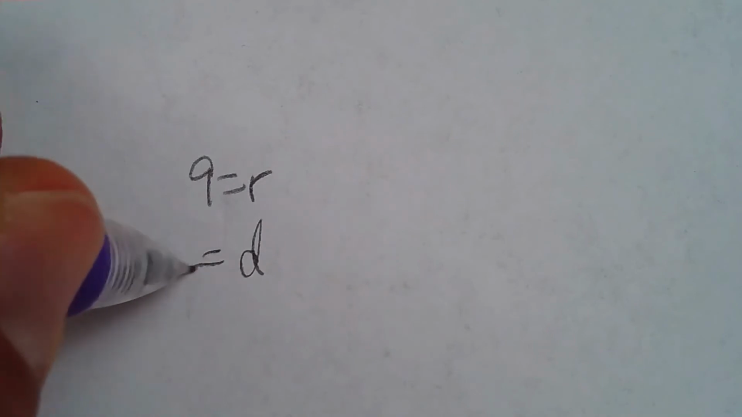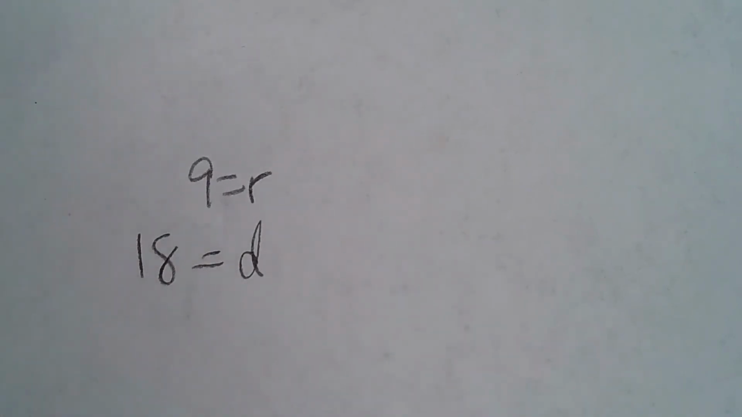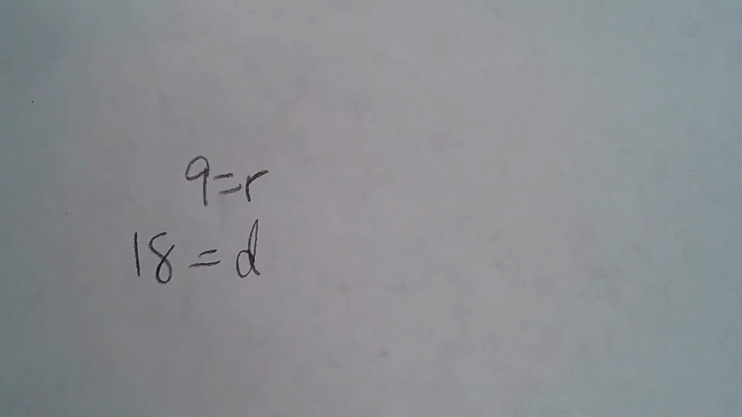But I almost forgot. It's not asking for the radius, it's asking for the diameter. So if the radius is 9, then the diameter must be 18, and whatever the units are, I actually don't have those units in front of me, but always include those units.